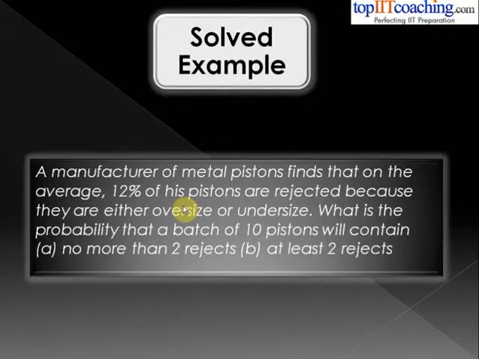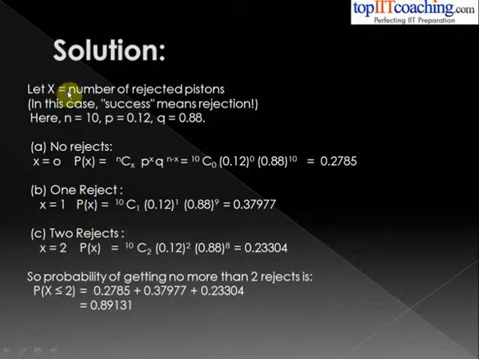Now what we have to do is calculate the probability that a batch of 10 pistons will contain, first part, no more than 2 rejects, and the B part, at least 2 rejects. So this is a case of binomial distribution, and let us say that X is equal to the number of rejected pistons. Now in this case success would mean rejection. So if a piston is rejected, it means the success, that is the happening of that particular event.